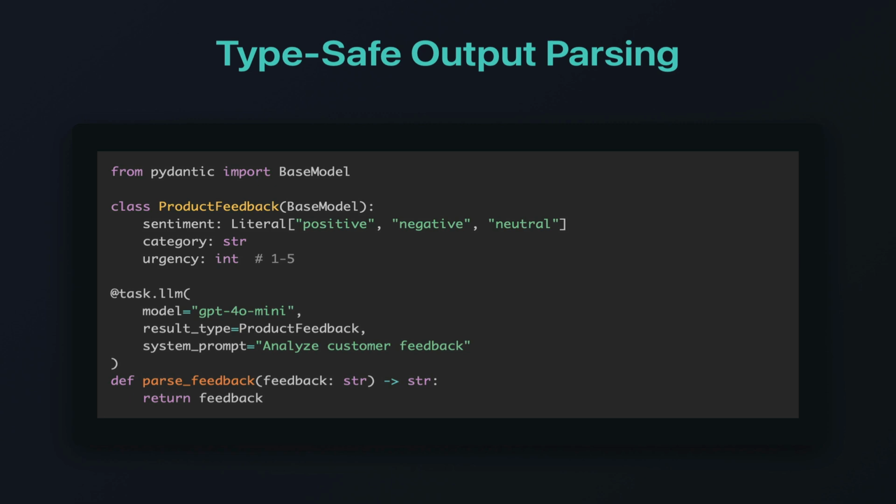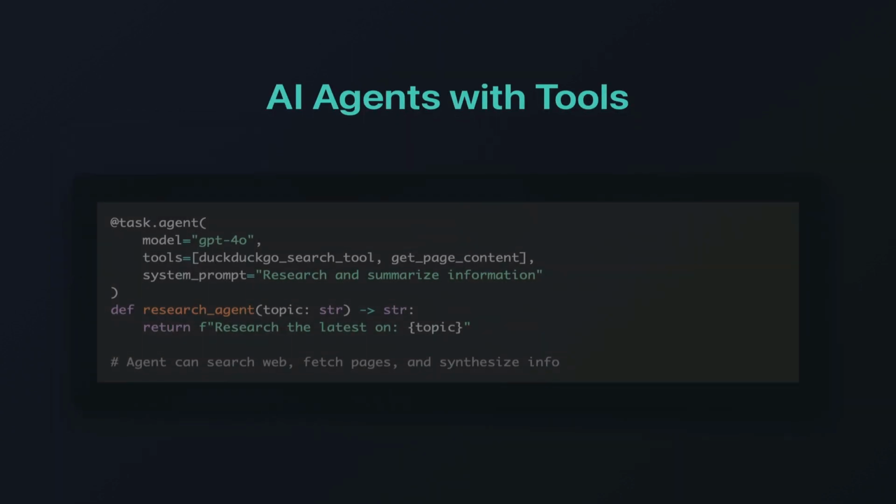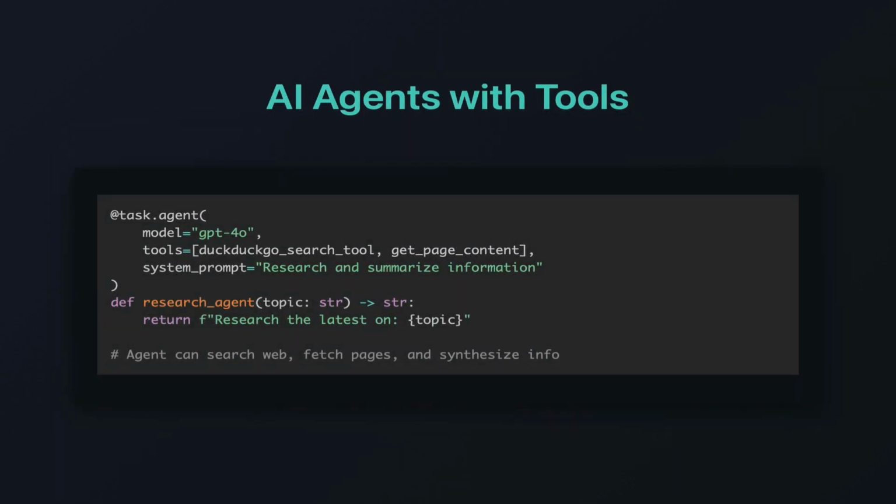Now, maybe you need more than single LLM calls. Well, guess what? There is the agent decorator that lets you build sophisticated AI workflows. In this example, that research agent can search the web using DuckDuckGo, fetch page content, and summarize information, all within your Airflow task. Imagine automating competitive analysis, market research, or documentation generation.